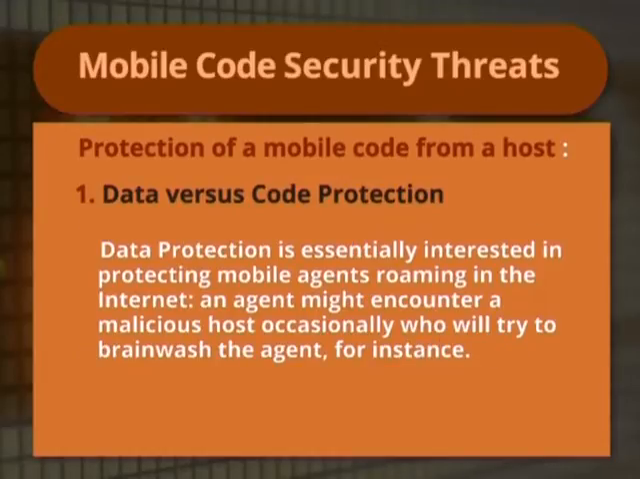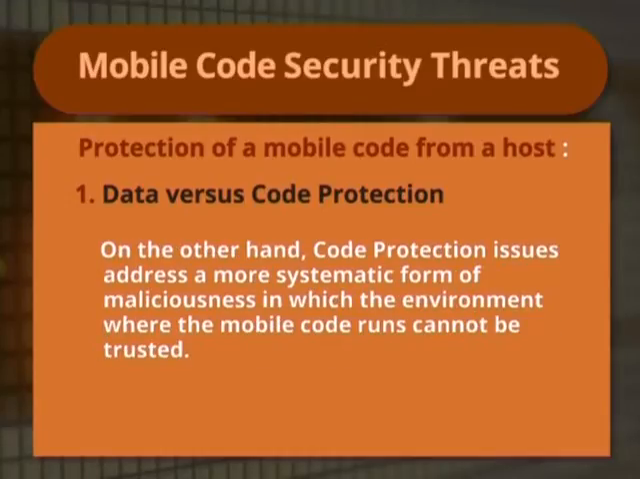Data protection is essentially interested in protecting mobile agents roaming in the internet. An agent might encounter a malicious host occasionally who will try to brainwash the agent, for instance. On the other hand, code protection issues address a more systematic form of maliciousness in which the environment where the mobile code runs cannot be trusted. Now, let us learn more about data protection.